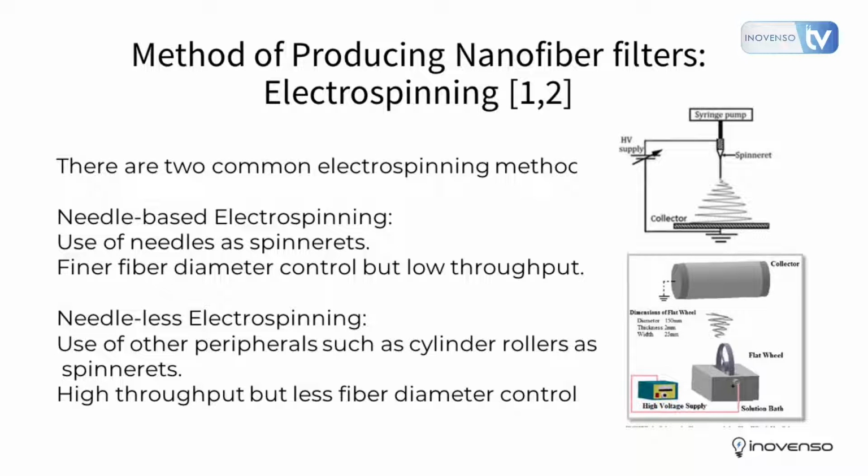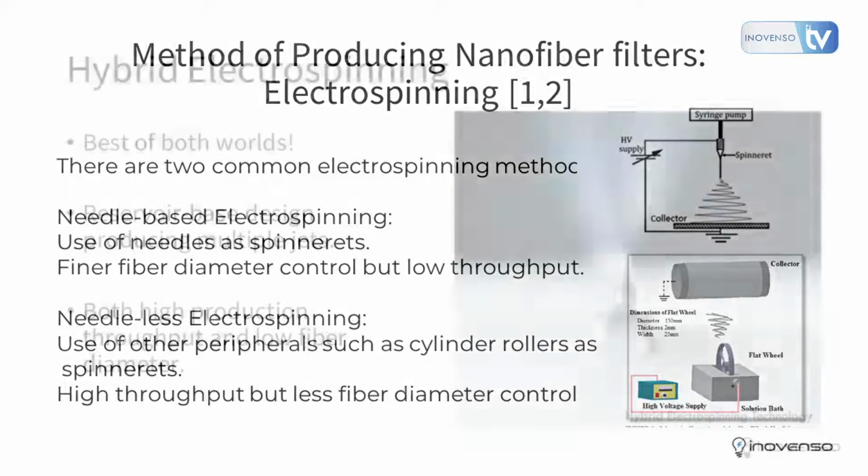The use of needles as spinnerets is what basically defines needle-based electrospinning. It gives fine fiber diameter control, but it's low throughput, so the low production rate makes it not easy to commercialize. Whereas in needleless electrospinning, the spinnerets themselves can be rollers, or, as you can see in the picture, a flat wheel. They can be cylinders. This can produce large amounts of nanofibers. The problem is that there is less control on fiber diameter, and overall you need higher voltages in such machines because you're dealing with solutions with higher surface tension.